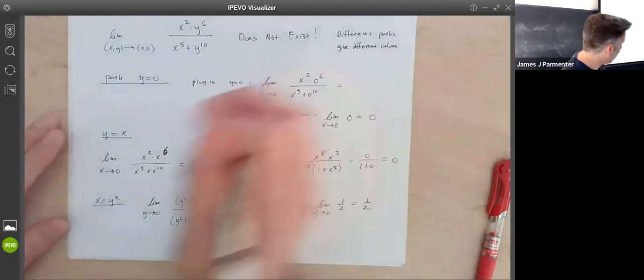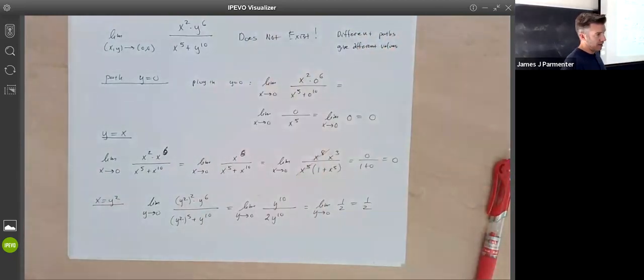So if I were to ask a test question about this, I would probably ask one more in this vein, where you're going to have to find different paths that give you different values. And I would imagine Dr. Didel would as well.